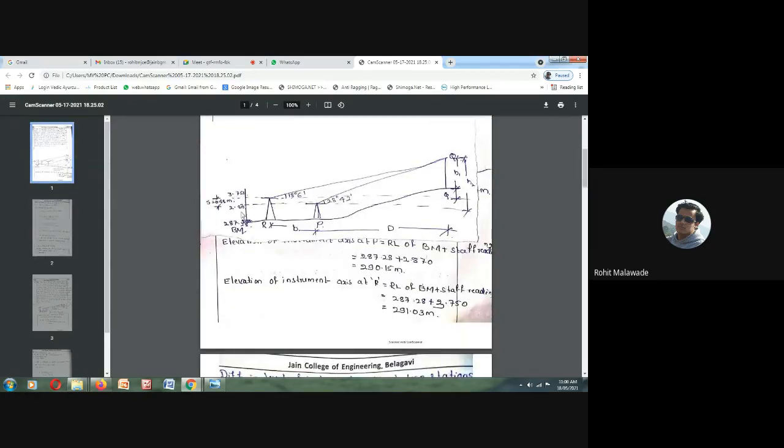Now the difference between these two instrument axes, how can we determine it? 3.750 minus 2.870, or 291.03 minus 290.15, which is equal to 0.88 meter. Now the angle alpha 1, we can have it.